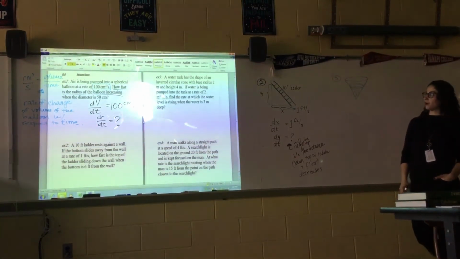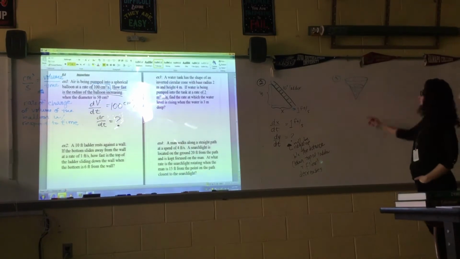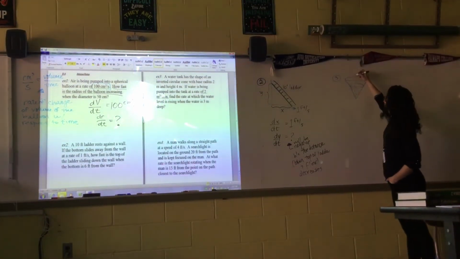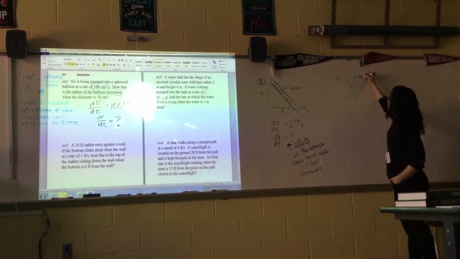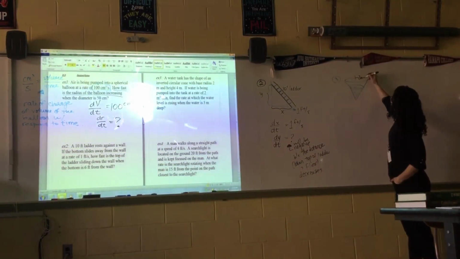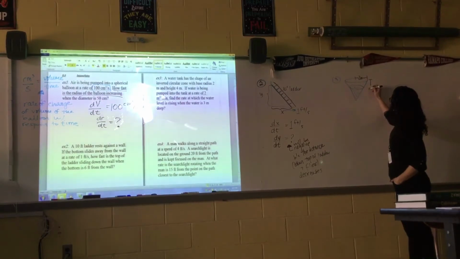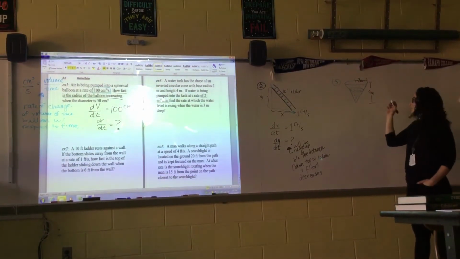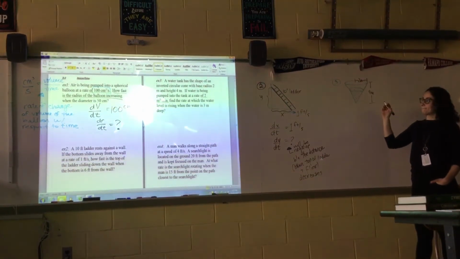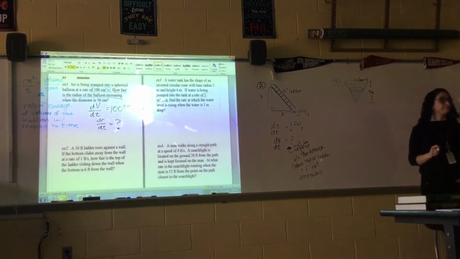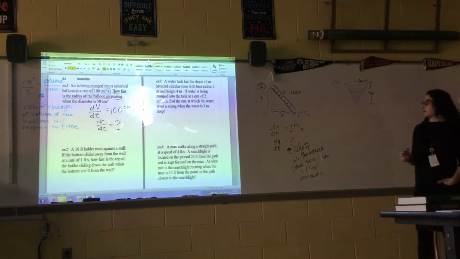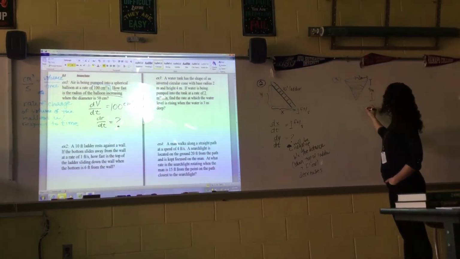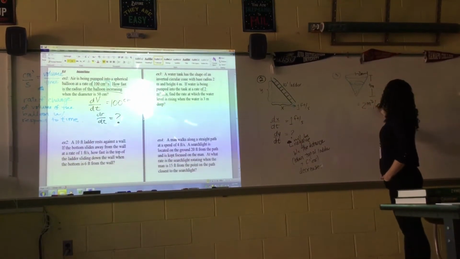So for number 3, I have a water tank with the shape of an inverted circular cone, which means this shape. It has a base radius of 2 meters and height 4 meters, so that means this distance is 2 meters, and the whole height of the entire container is 4 meters. Water is being pumped in at a rate of 2 cubic meters per minute.